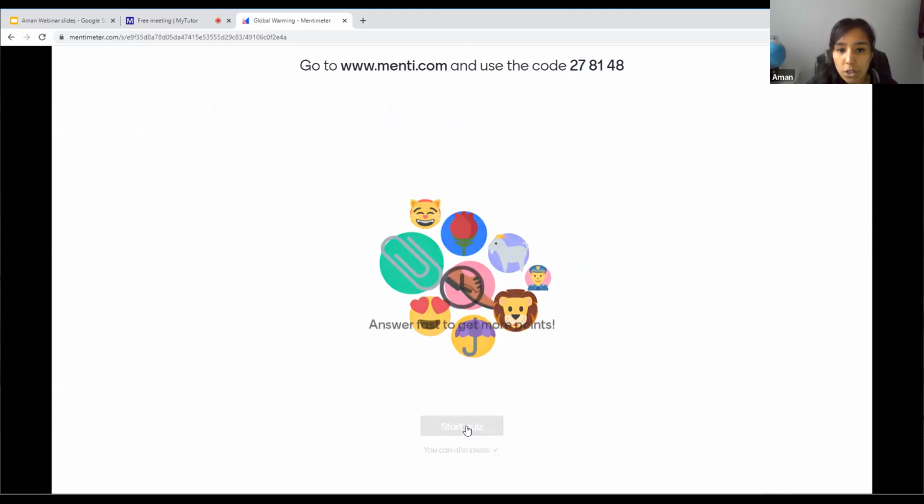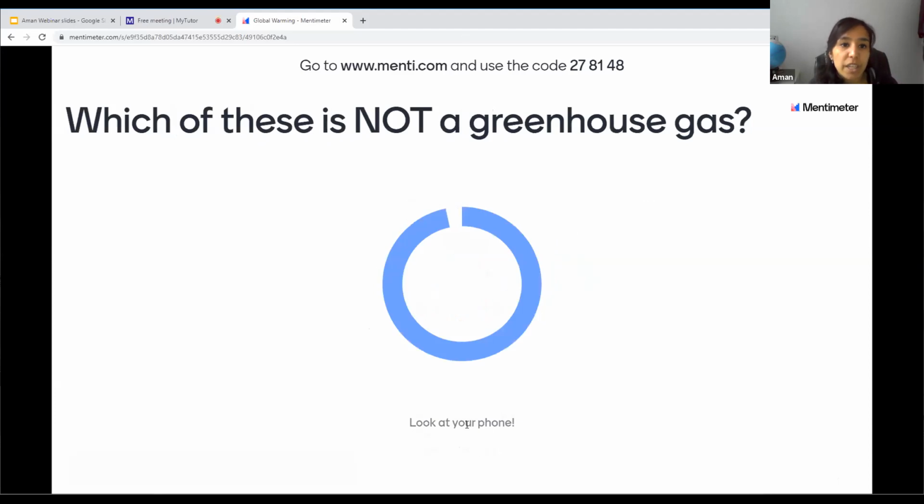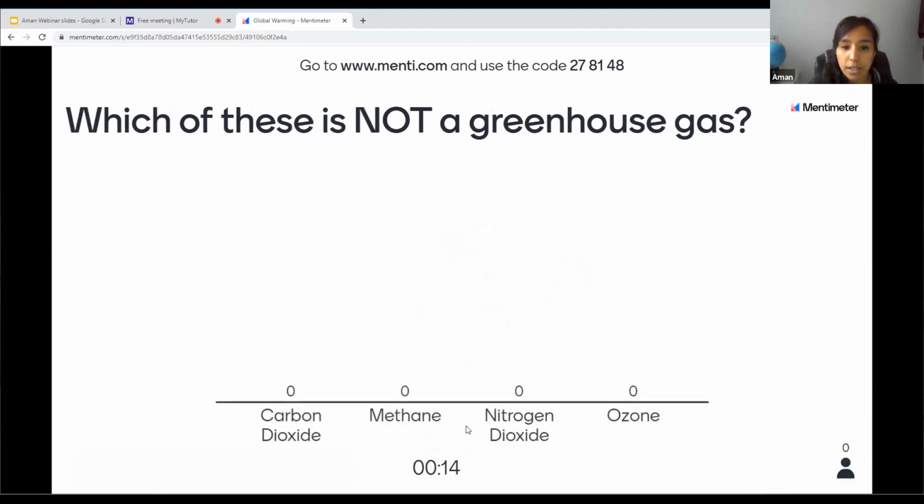So the first question should be coming up on the screen. Which of these is not a greenhouse gas? It's a multiple choice question. Is it carbon dioxide, methane, nitrogen dioxide or ozone? The key part of the question is it's not a greenhouse gas. So that means three of them are greenhouse gases, one of them isn't. You need to select the one that isn't a greenhouse gas.